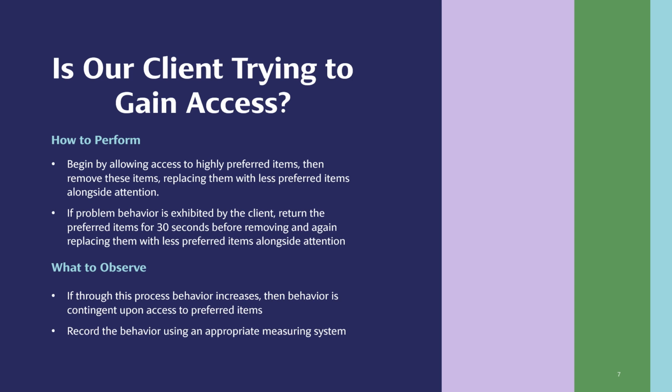So what are we going to observe? If through this process the behavior begins to increase, then the behavior is contingent upon the preferred items. We're going to record our behavior again using an appropriate measurement system.